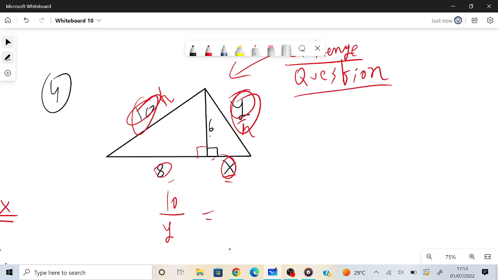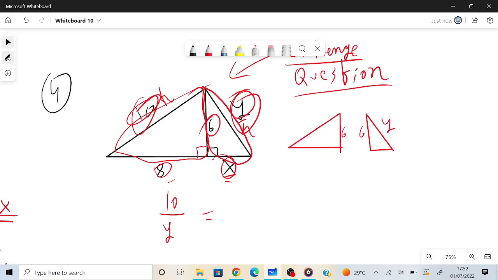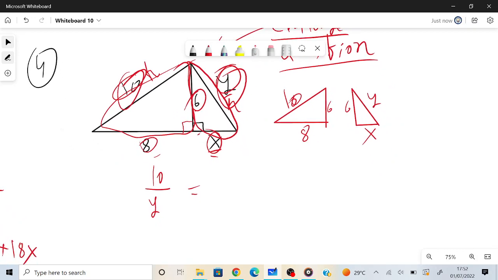If you compare the two triangles, let's say this is one triangle from here to here, and this is another triangle from here to here. So you have something like this, and you extracted the other triangle to get something like this. We know that this is a 6 as represented over here. This is your y, this is your x, this is your 8, and this is your 10. So I've just separated the two triangles to make it look easier.